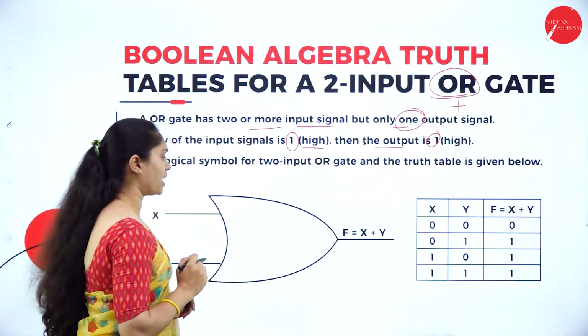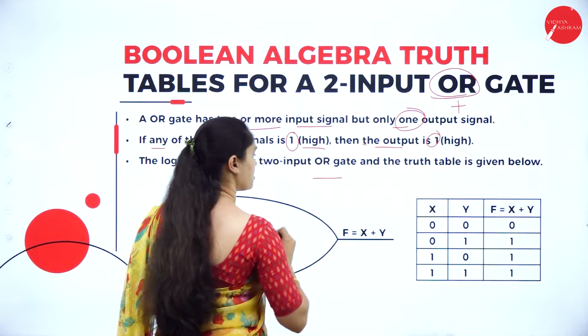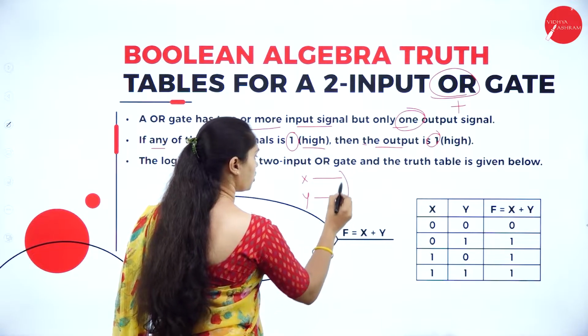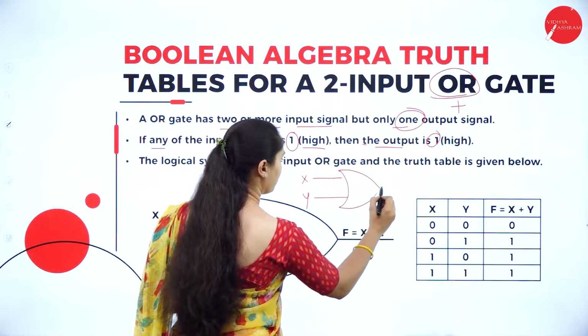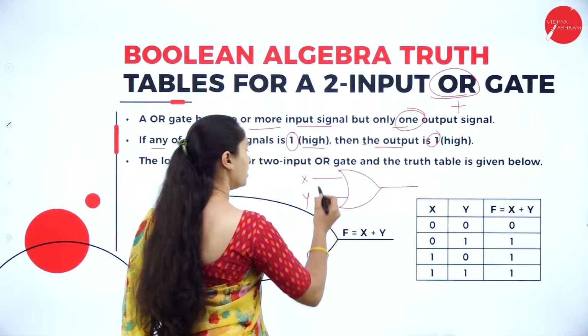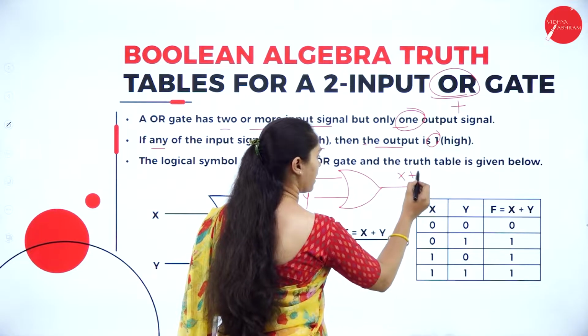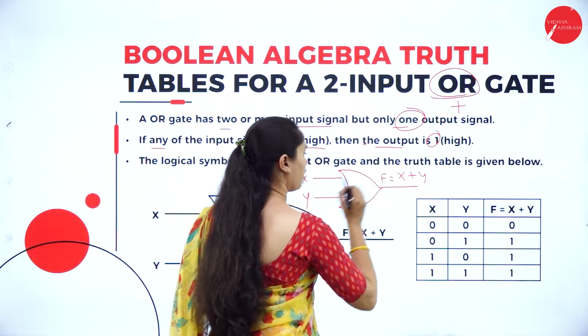Then how are we going to write this OR gate? First, let me consider this as X and this as my Y. We are going to use this symbol to represent the OR gate. If X and Y are the inputs, then what will be the output? X plus Y. Let me store it in the F variable.